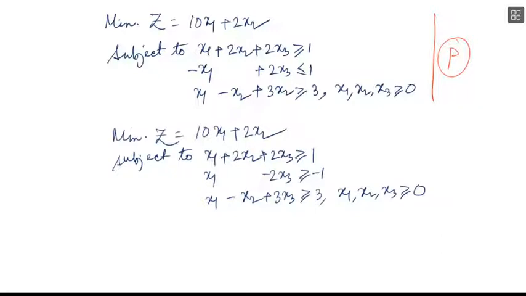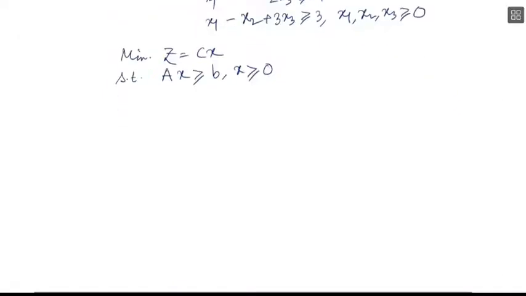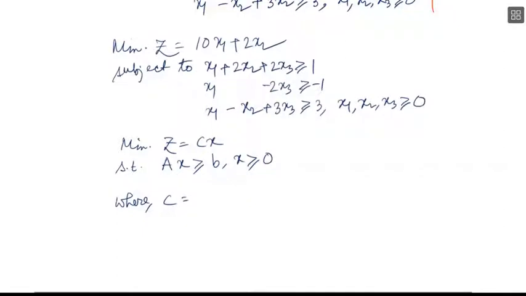So we have got the problem into the form minimize z equals to cx subject to Ax greater than equal to b, x greater than equal to 0, where C is the cost vector given by 10, 2 and 0, since there is no term of x3 in the objective function, and we take all the vectors as column vectors.